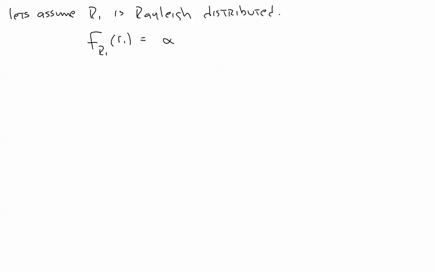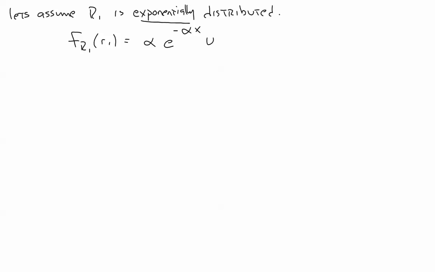All right? A Rayleigh probability density function looks like this. Oh, I'm sorry. I did the math wrong. This is exponential. I'm going to assume that it's exponentially distributed. I beg your pardon. My math is actually, I did my math assuming an exponential random variable, not a Rayleigh random variable. All right, so my probability density function for R1 looks like this: alpha e to the minus alpha x times u of x.